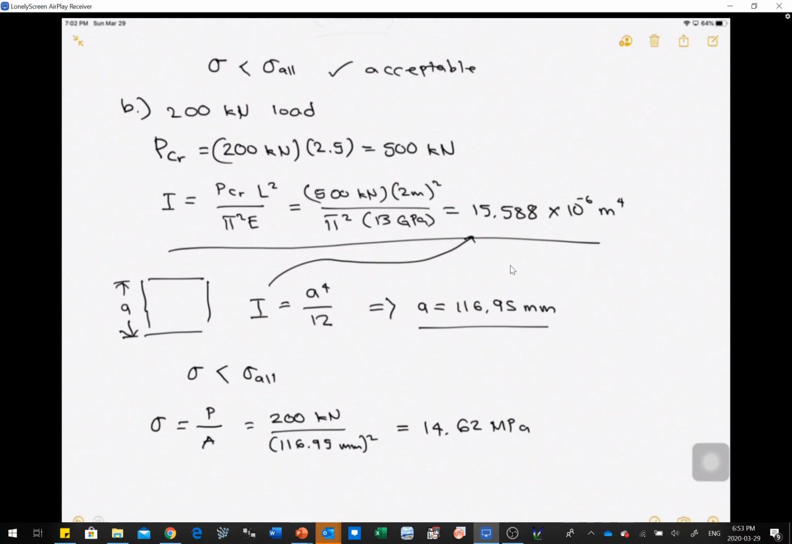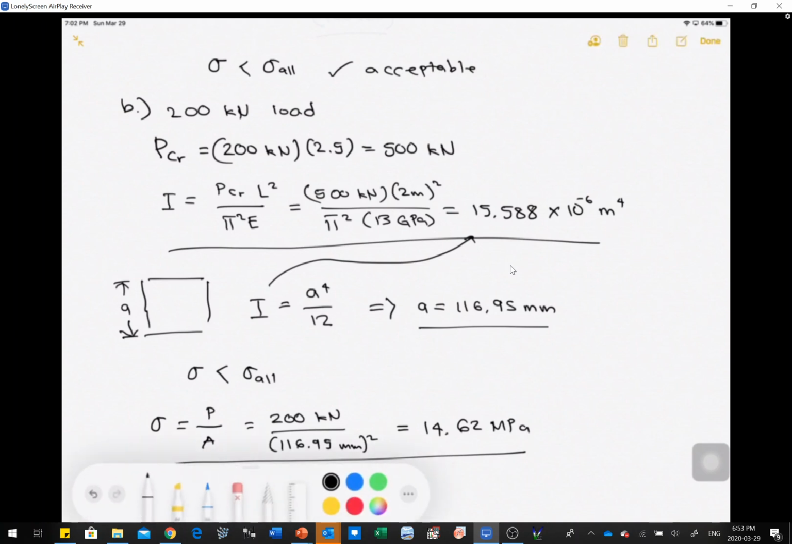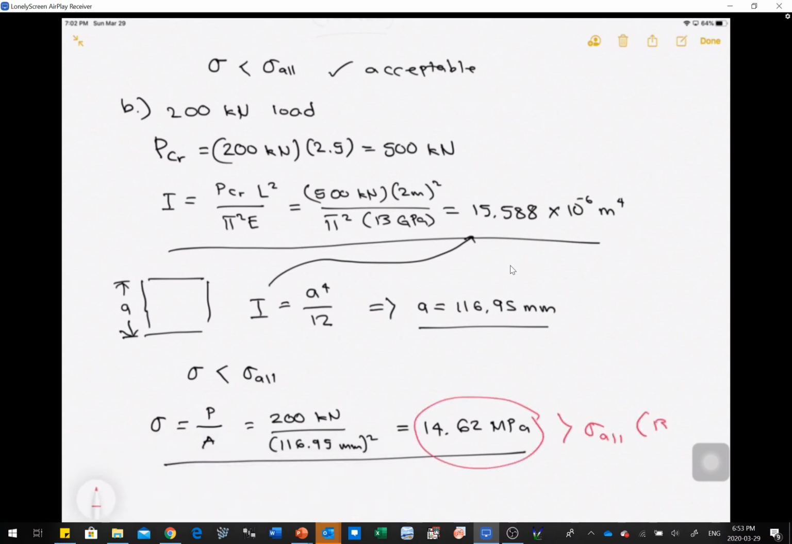Now the problem here is your sigma is greater than your allowable. So I'm just going to change it to red. This value right here is greater than your sigma allowable, which is 13 MPa. So this structure is not going to work. How can we solve this problem?